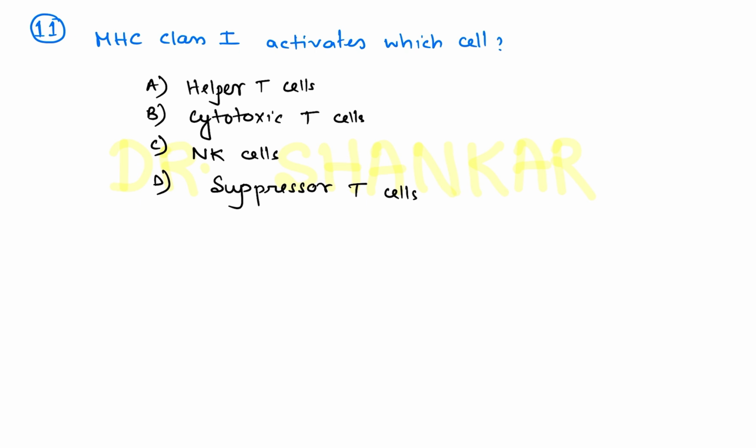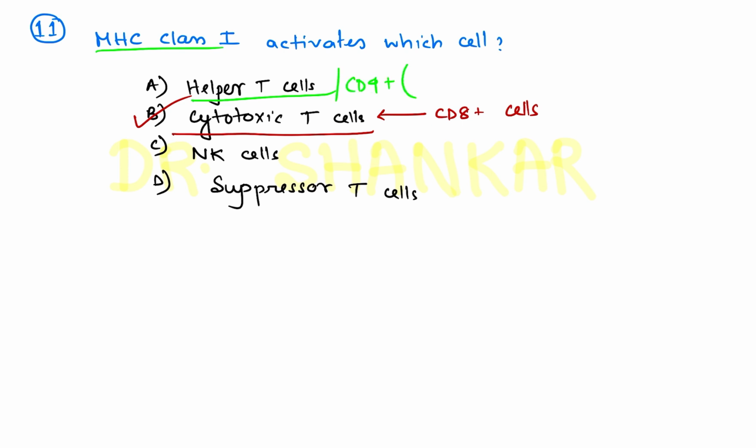So starting with question number 11, MHC class 1 activates which cell? Among these options, the right answer is cytotoxic T cell, also known as CD8 plus cell. So MHC class 1 activates CD8 plus cell, and the helper T cell or CD4 plus cell is activated by MHC class 2. The question asked about MHC class 1, so the answer is cytotoxic T cell or CD8 plus T cell.